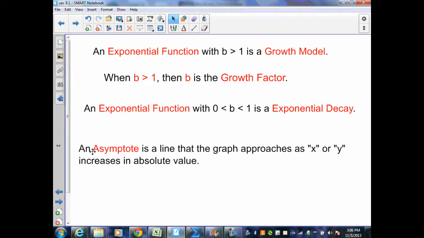An asymptote is a line that the graph approaches as either x or y increases in absolute value. In other words, our graph of our exponential function, whether it is a growth or decay, will approach a horizontal line. It will get very, very close to that horizontal line, but will not touch or intersect that line. And that line is called the asymptote.